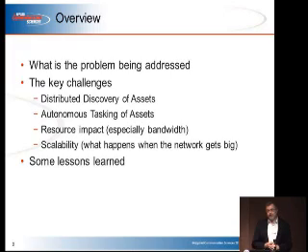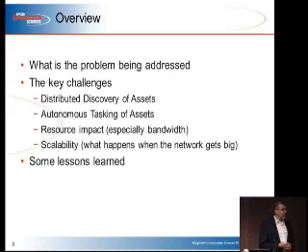The other topic is the autonomous tasking of assets. So there the issue is, okay, I have things that I want to make work together. How do I do it in an automated way, because I can't go out and manually set things up on each individual node. That would become non-scalable, really. What is the resource impact? So when I task these assets and get them to do certain things, they're going to consume resources. In particular, they're going to consume communication resources, and that may impact the assets that are out there.